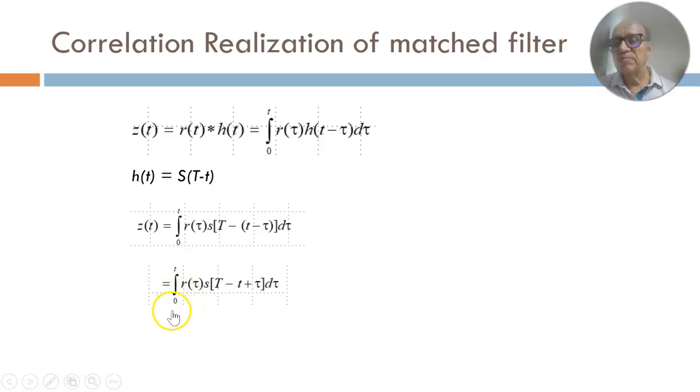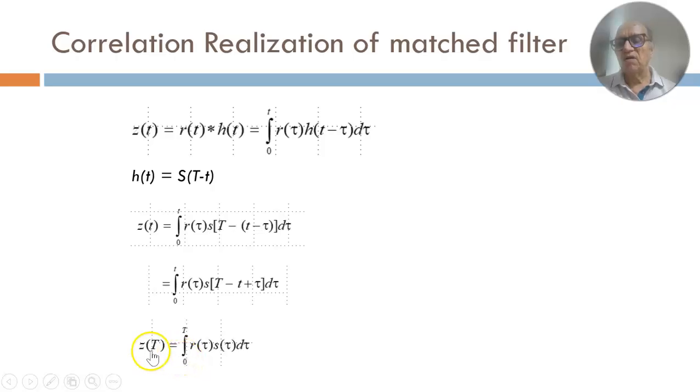So this is simply repetition of ∫₀ᵀ r(τ) s(t − T + τ) dτ. Now we want to integrate this over bit time. So replace t by T, so the integral becomes 0 to T. The output is z at t equal to T, and since t is equal to T, this will cancel and you will get ∫₀ᵀ r(τ) s(τ) dτ.